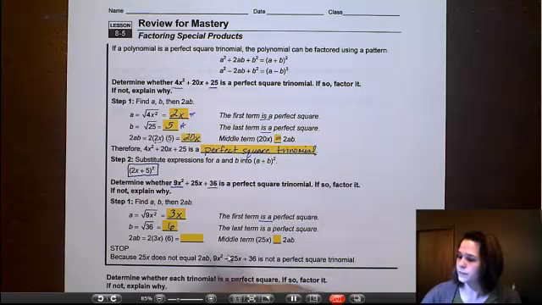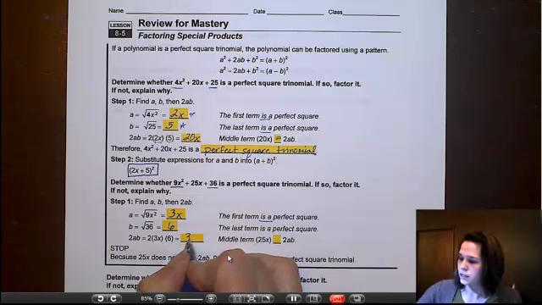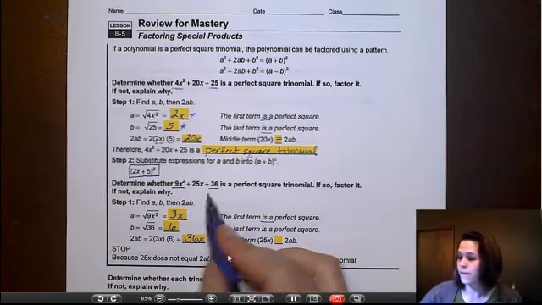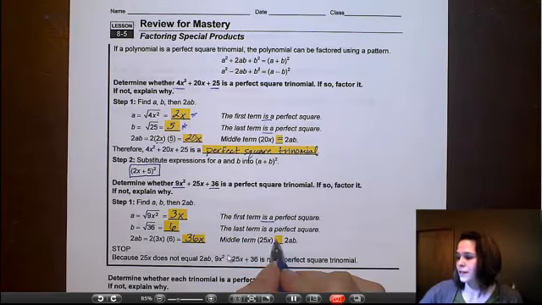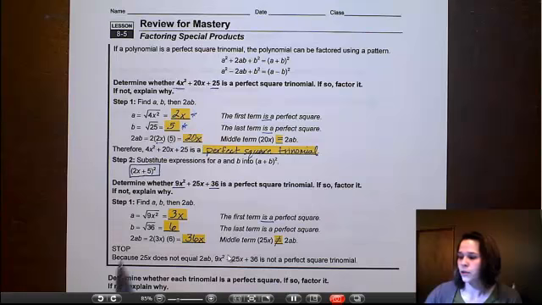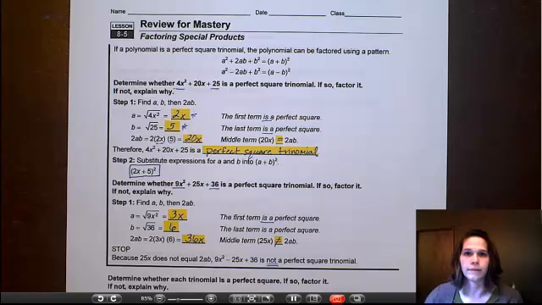Okay, let's check my middle term. 2 times 3 is 6, times 6 is 36. Don't forget about x. The middle term for my original problem was 25x, which is not equal to 2ab because we got 36x. So this says stop. Because 25x does not equal 2 times a times b, 9x squared plus 25x plus 36 is not a perfect square trinomial. That's all there is to it, just fitting the pattern, checking a, b, and the 2ab middle term.